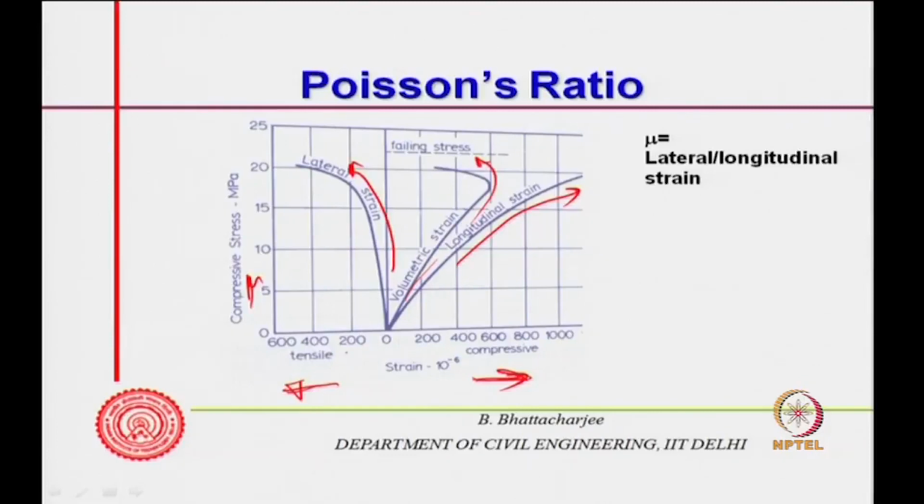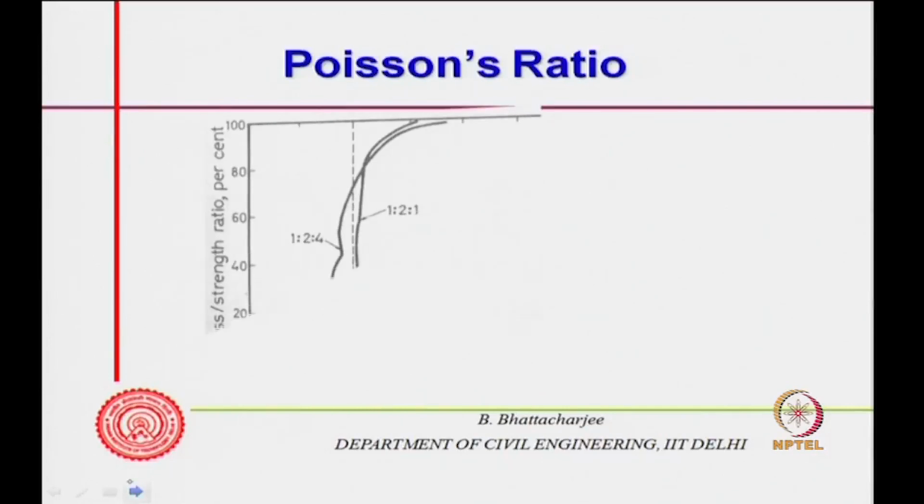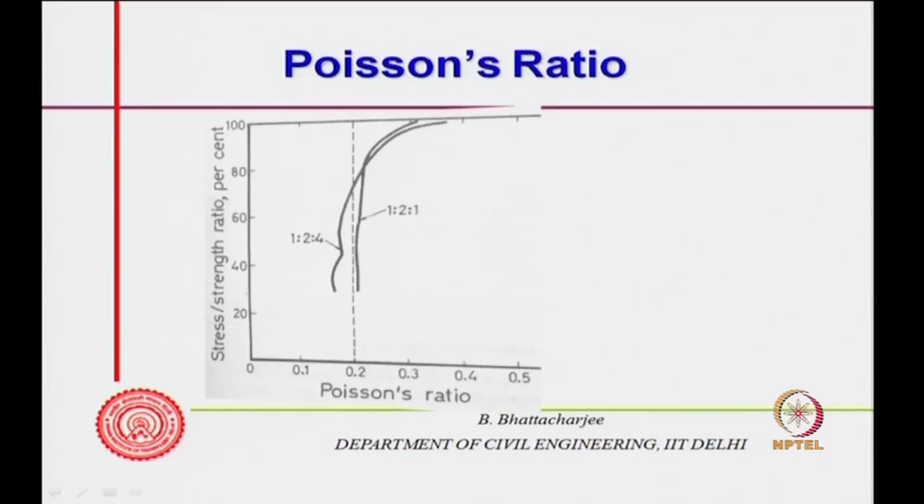So, from this you can calculate the ratio, for example, this divided by this, or let us say at 400 strain of longitudinal strain, the corresponding value is maybe whatever it is, and similarly you can find out the mu values. Now, if we calculate mu values in this manner and then plot, we will see that it is roughly around 0.2, up to about 70% of the load, for two different concretes.